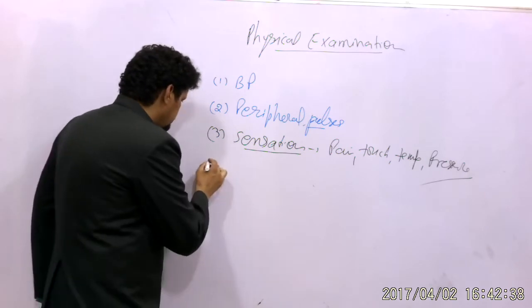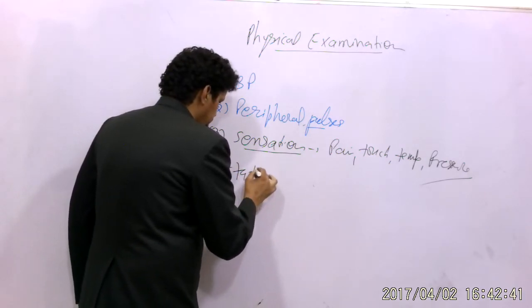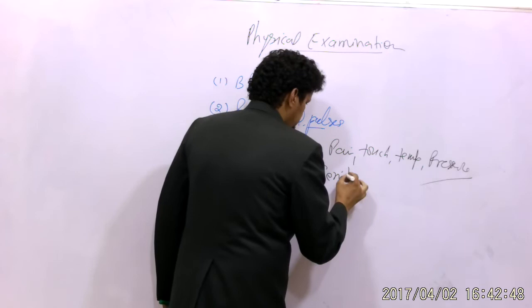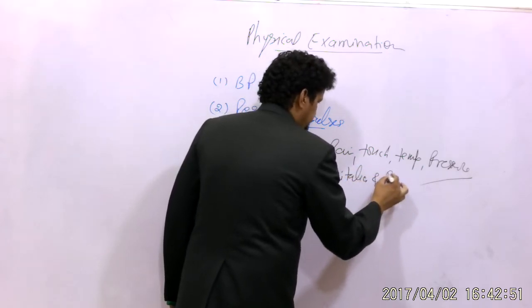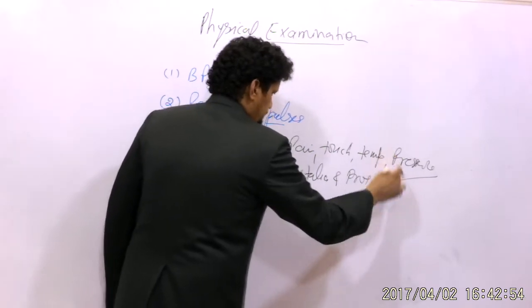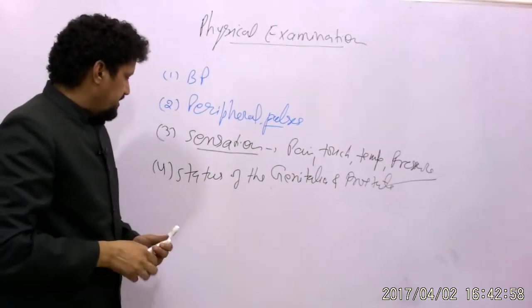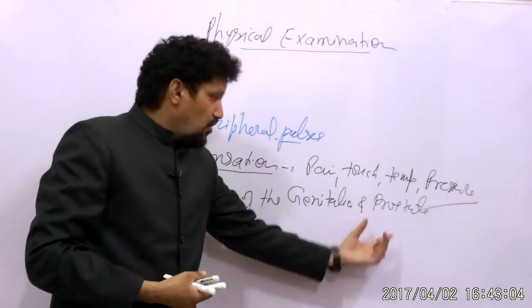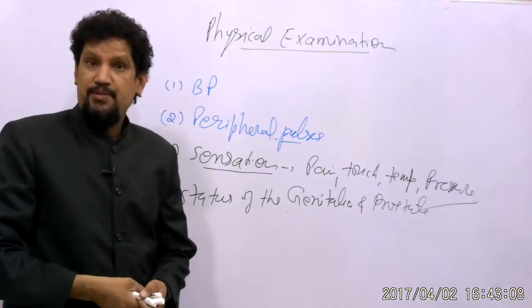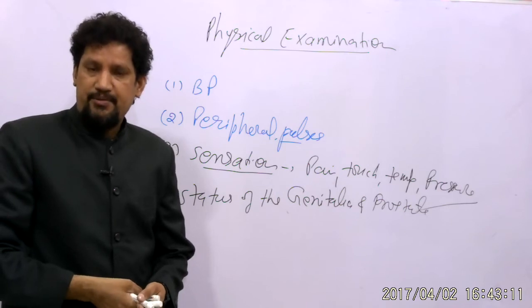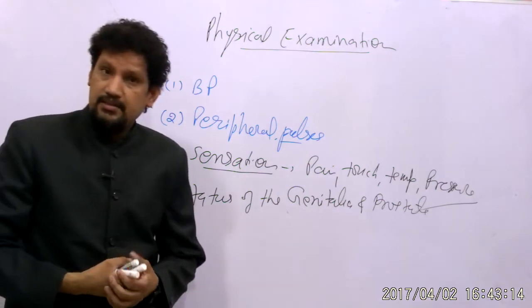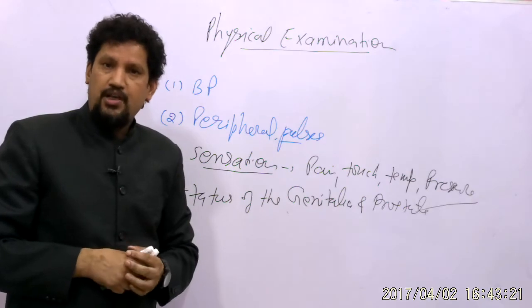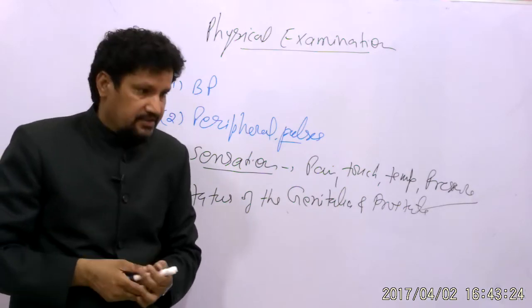Status of the genitalia and the prostate. What is the status of the genitalia, the external genitalia, and the prostate? I have told already, BPH, benign prostatic hyperplasia, can also lead to erectile dysfunction. So it should be examined during the physical examination to rule out the causes of erectile dysfunction.